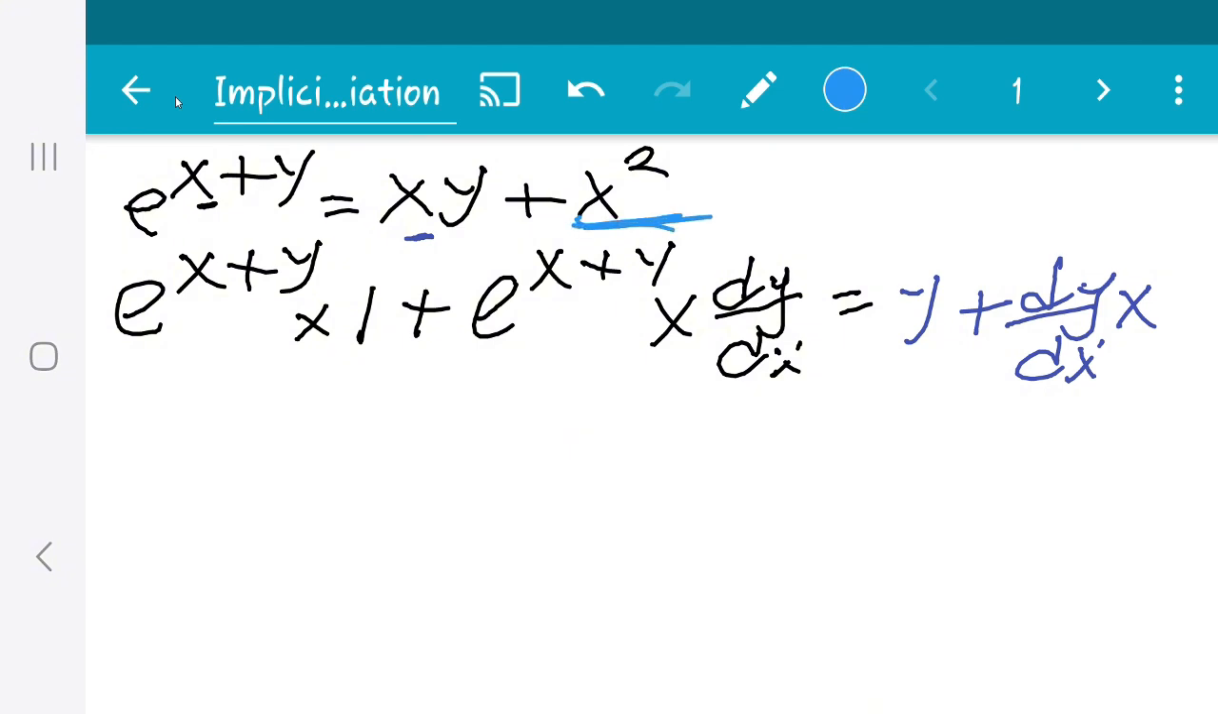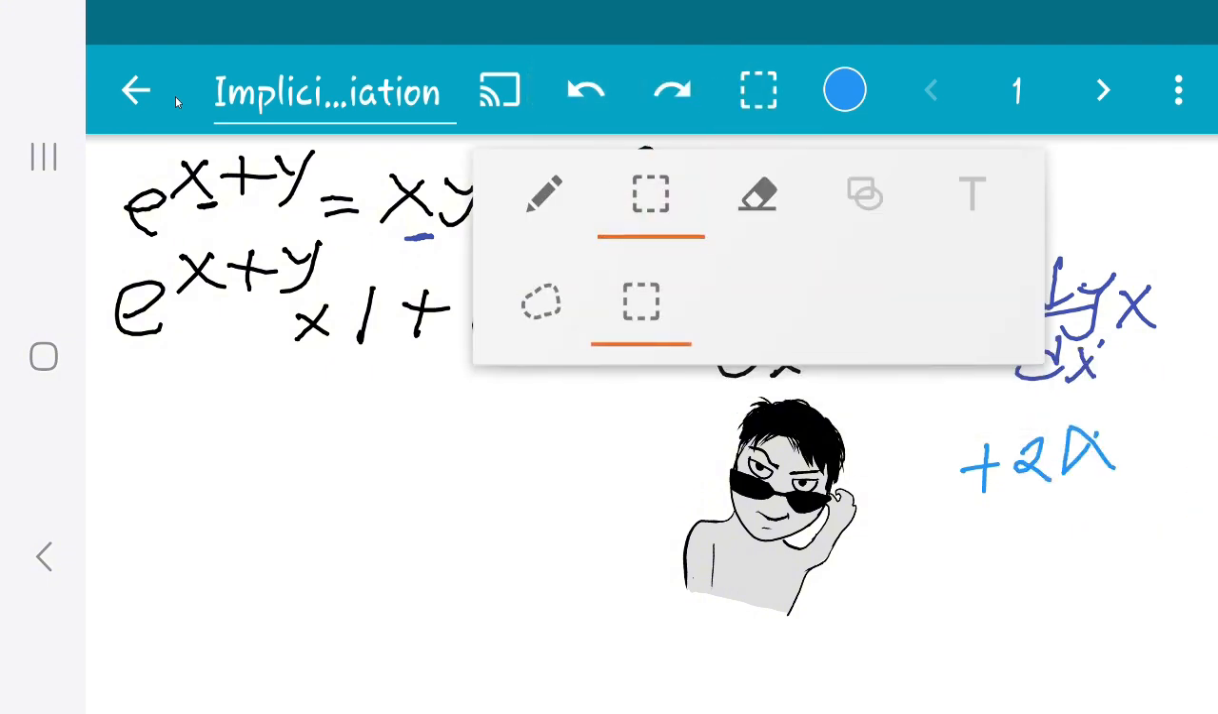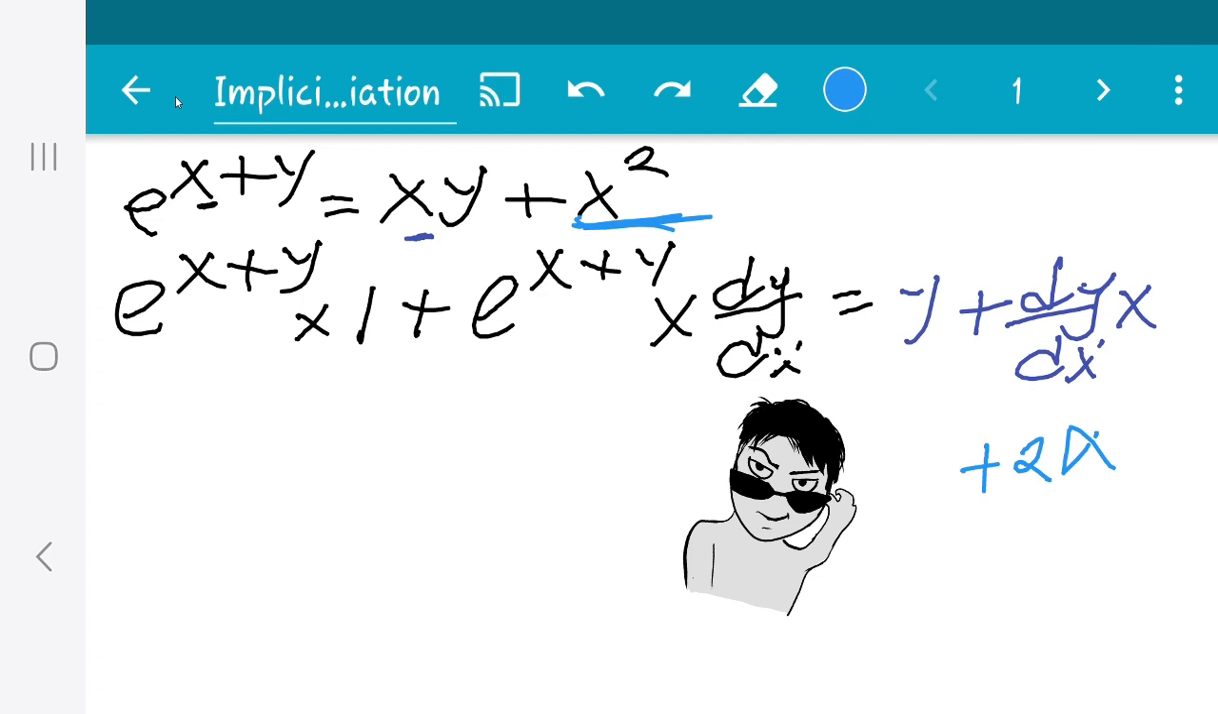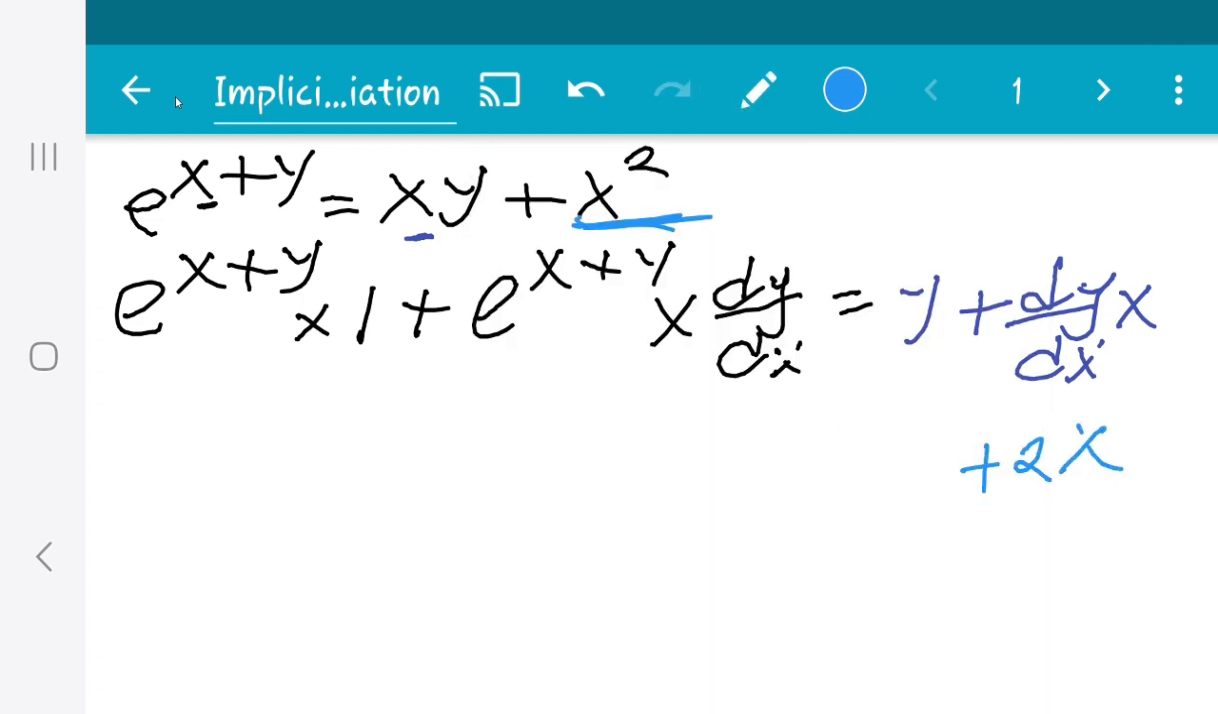Now we go to the third term, which is x squared. How do we differentiate x squared? Deriving x squared is just the power rule, so this will be 2x.